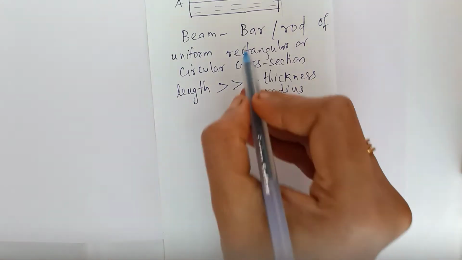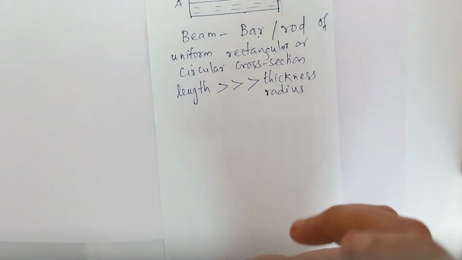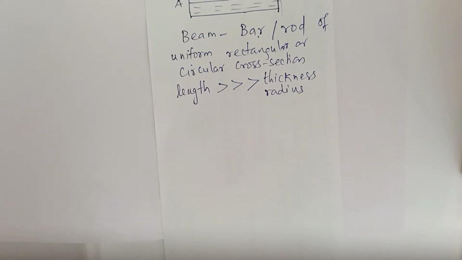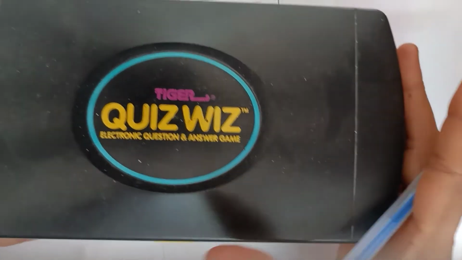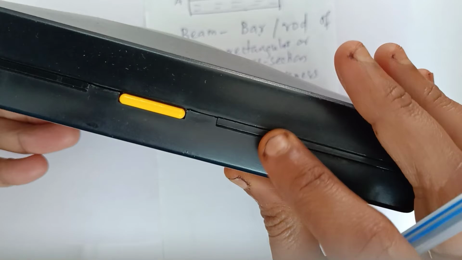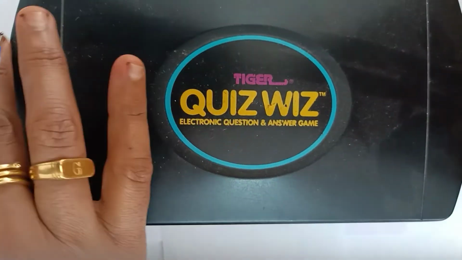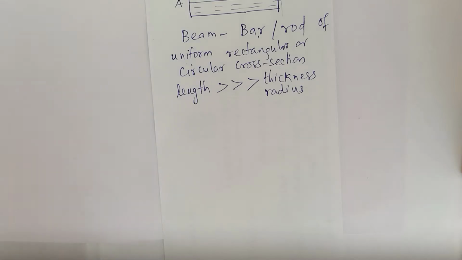So what is called a beam? A beam is a bar or a rod of uniform rectangular or circular cross section. If it is rectangular, its length is much more than its thickness. If it is circular, its radius is much less compared with its length. Assume this is a bar. Its length is this much, but its thickness is very little compared to its length. So length is much larger than the thickness. Such a cross section, either rectangular or circular, we call a bar or a rod or a beam.